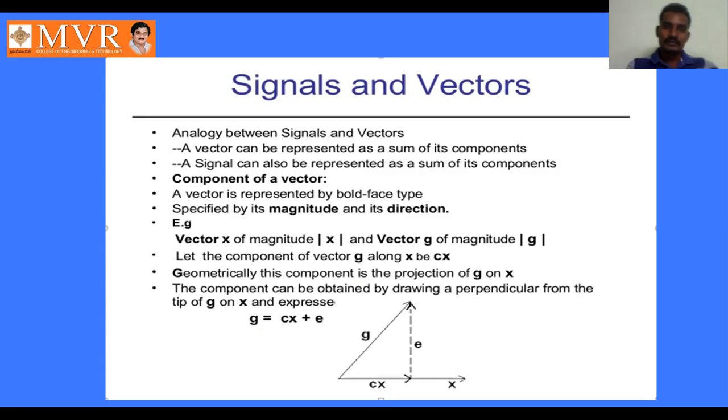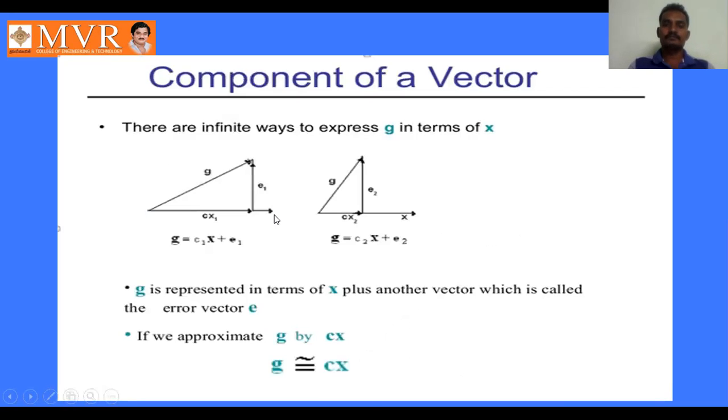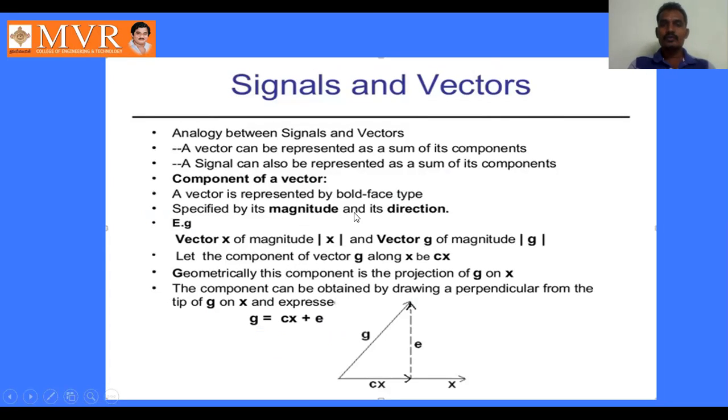Okay, so a vector can be represented as a sum of its components. A signal can also be represented as a sum of its components. But how do we define the component of a vector? A vector is represented by bold face type, specified by its magnitude and its direction. So vector x has magnitude mod x, and vector g has magnitude mod g, the magnitude of vector g.